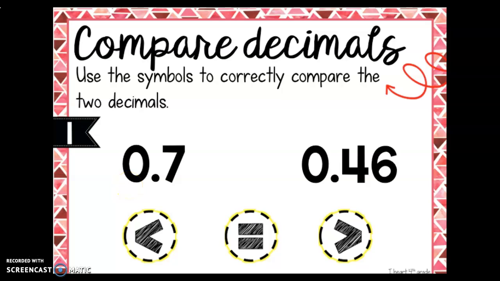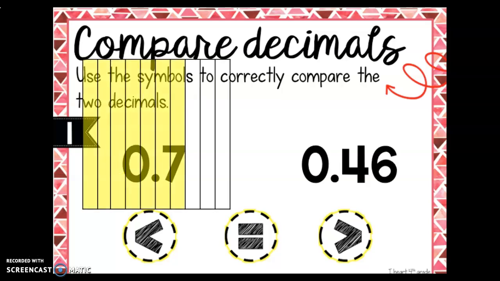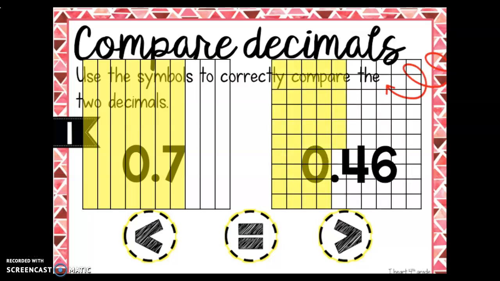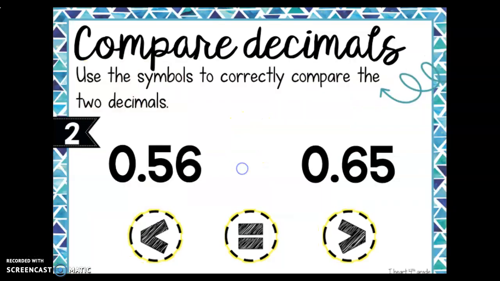So when I compare these, I am going to visualize in my head what they look like. So 7/10, I know looks like this. I have 7 whole tenths colored in. And then 46 hundredths, I have 46 of the little hundredths colored in. Notice in 46 hundredths, I have 4 complete tenths colored in, but then only 6 of the next column, 6 hundredths. So as you can see, having 7 whole tenths colored in and only 46 hundredths colored in, 7/10 is greater than 46 hundredths.